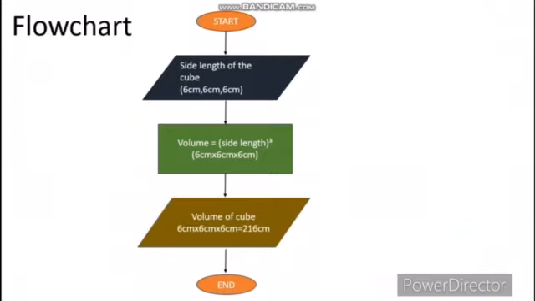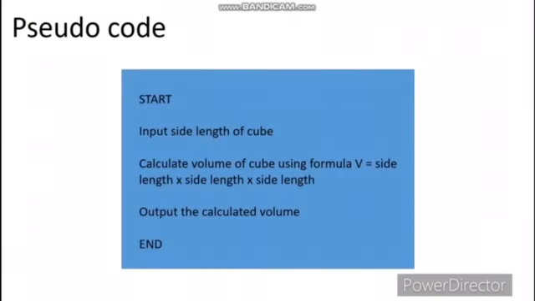So this is the flowchart, which is we start with start, and then we move to the input, which is the side length of the cube, and then for the process we calculate the volume using the formula volume equals side length power of 3, and then for the output we show the calculated volume, and then we end with end. So this is the pseudocode. For the pseudocode we start with start, and then input side length of cube, and then we calculate volume of cube using the formula, and then output the calculated volume, and then it ends with end.